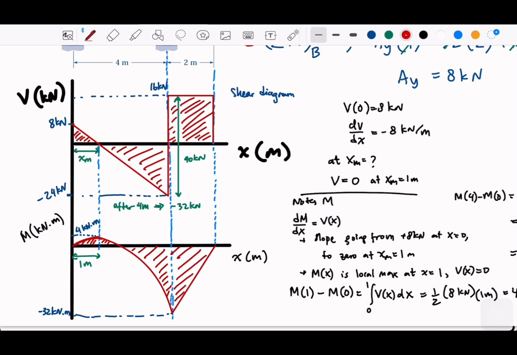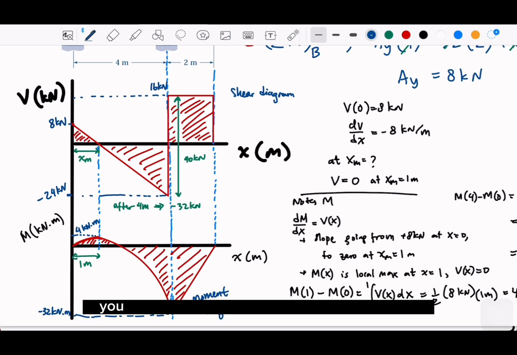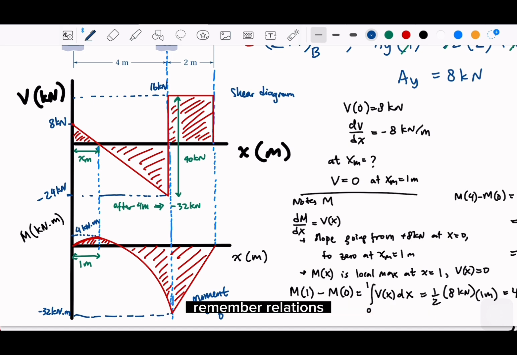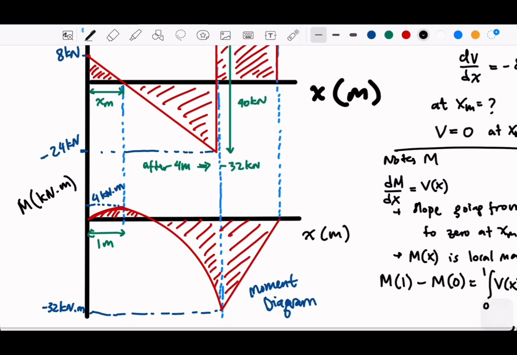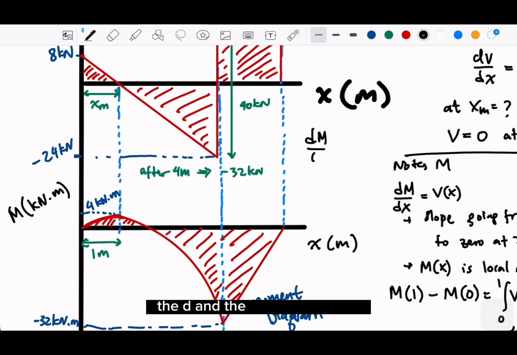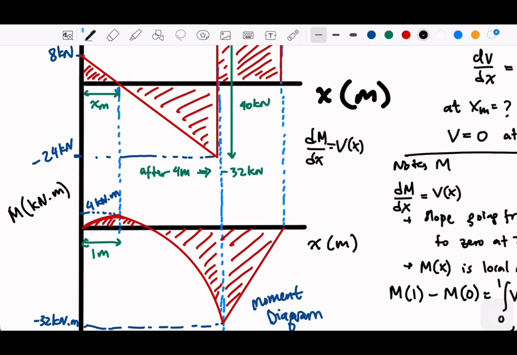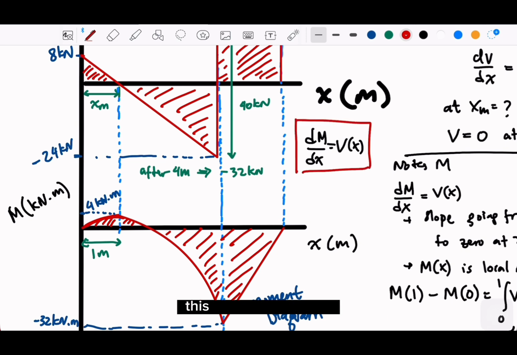So that's our shear and moment diagram. Every time you may be perhaps confused on the relations, remember, okay, relations from that dM/dx is equal to V. Just keep in mind this relation. This is helping you out most of the time.